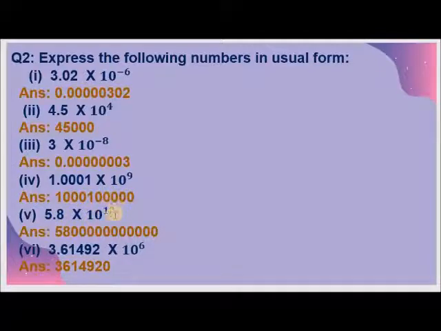Now the fifth part, that is 5.8 into 10 raised to the power 12. Again our exponent is positive, so our decimal will shift towards our right side. So how many digits? Obviously 12 digits, because here the exponent is 12. So one digit is 8, so the other 11 zeros we will insert.